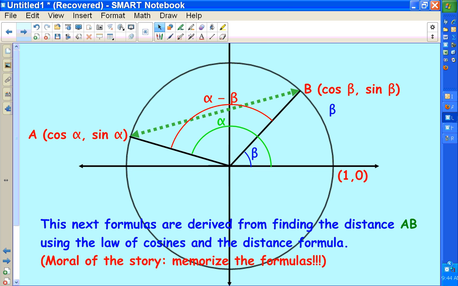And beta is this angle right here, the blue angle. Alpha, the green angle right here, goes to this one right here. The red angle in between these two rays is the angle alpha minus beta. The dotted green line would be the distance from A to B.